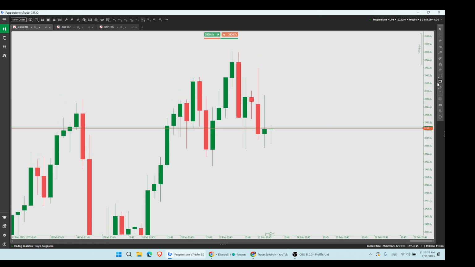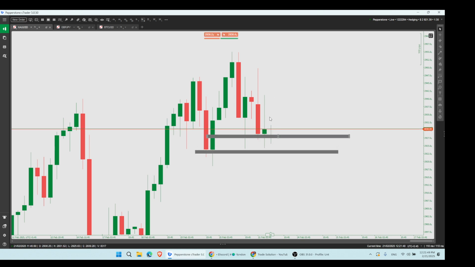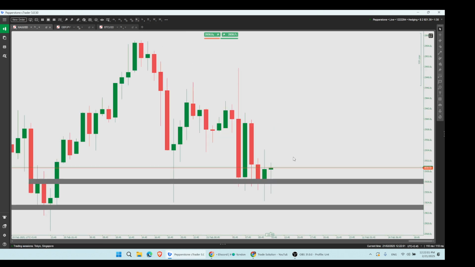Looking at the 4 hour, it has a support at this point. Likewise, it has another support at this point, and there is a bullish candle printing here. There is a high probability that it will continue to push up to fill this wick on the 4 hour time frame. So let's move to the further lower time frame, that is the 1 hour time frame.